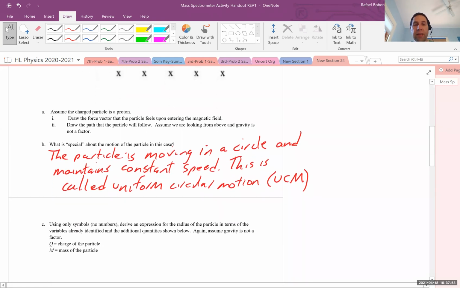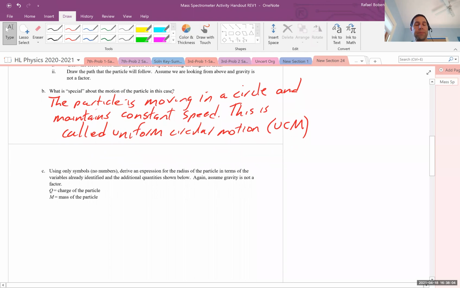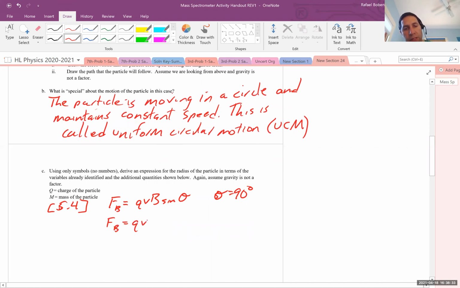Okay, so part C says, using only symbols, no numbers, derive an expression for the radius of the particle in terms of the variables already identified in the additional quantities shown below. Again, assume gravity is not a factor. Okay, so let's talk through this. So we know already from subtopic 5.4, we have this equation, which basically says that the magnetic force exerted on that particle is QVB sine theta. And I also just mentioned that theta equals 90 degrees, okay? And so that means sine of 90 is 1. So I can simplify this to say, for this problem, the force is QVB.